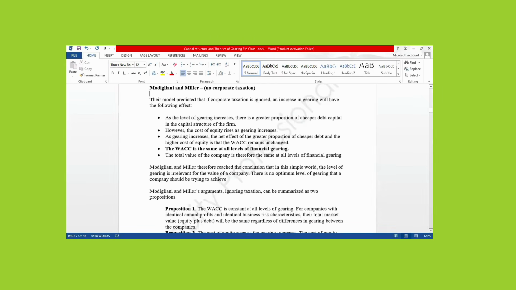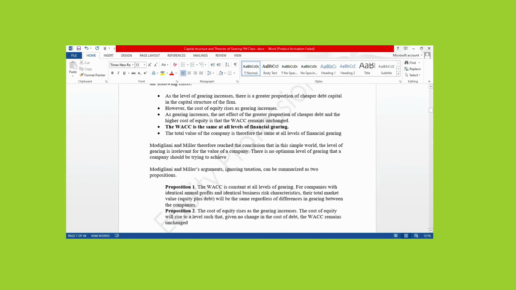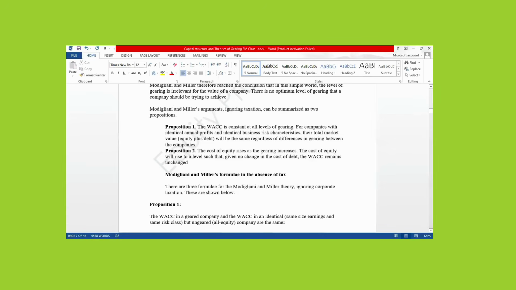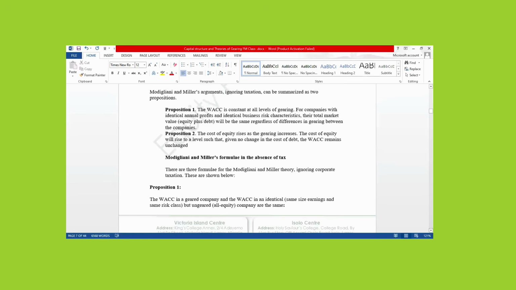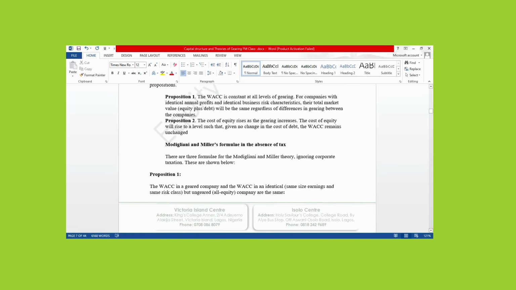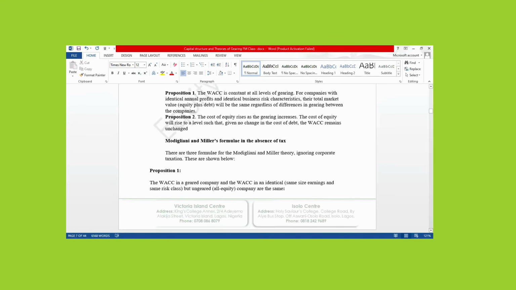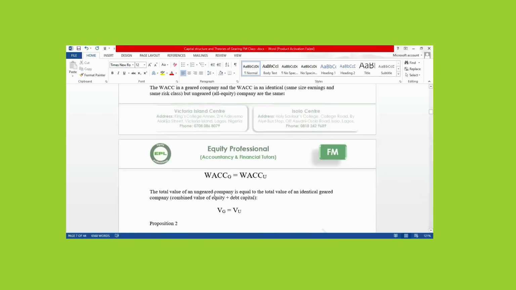Modigliani and Miller arguments, ignoring taxation, can be summarized as two propositions. Look at proposition 1. The weighted average cost of capital in a geared company is the same as the weighted average cost of capital in an ungeared company. The WACC is the same. Look at the mathematics here: WACC of geared equals WACC of ungeared. Inasmuch as the cost of capital is the same, value of the company will be the same. Value of a geared company, VG, is equal to value of an ungeared company.